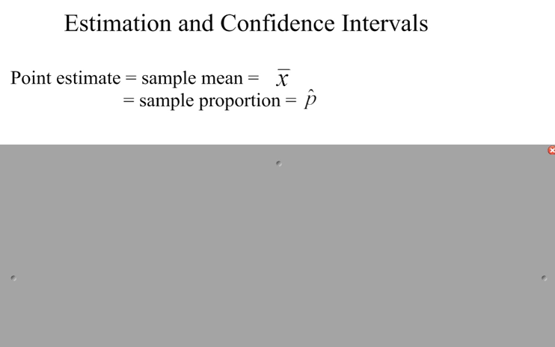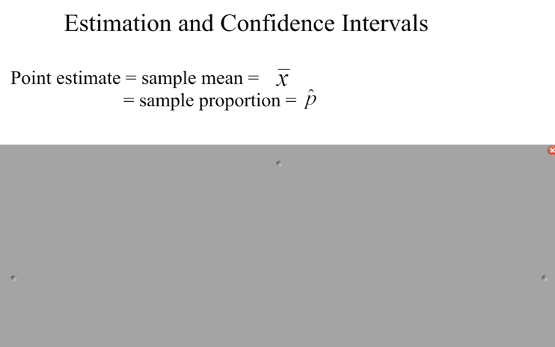Today we're taking notes on something called estimation and confidence intervals. So jot down these two ideas to start. A point estimate is a sample mean, which we call x bar, or a sample proportion, which we call p hat. So when you see a p with a little mark above it, it's called p hat. Okay? So here's how we would use this.